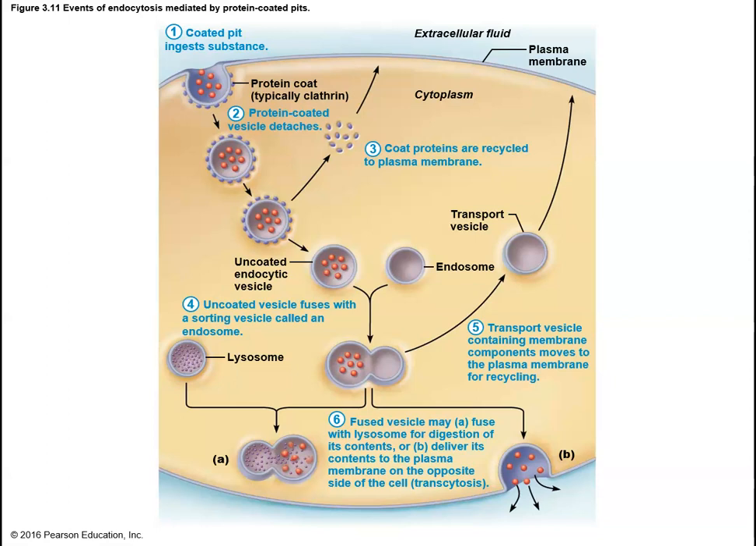Then the cell can do a number of things with it, depending on what it is. This is a method that white blood cells will use when they're eating things that aren't supposed to be there, like bacteria or viruses. In that case, they would take those particles into the white blood cell and then add some very powerful digestive enzymes to kill it.